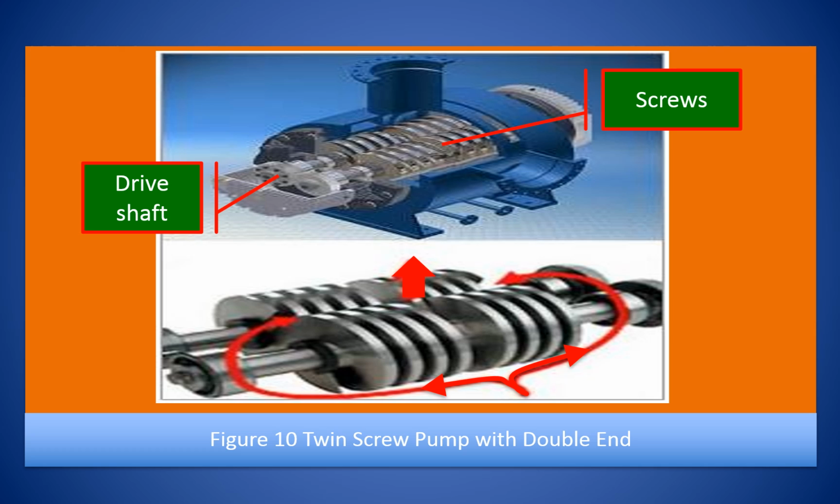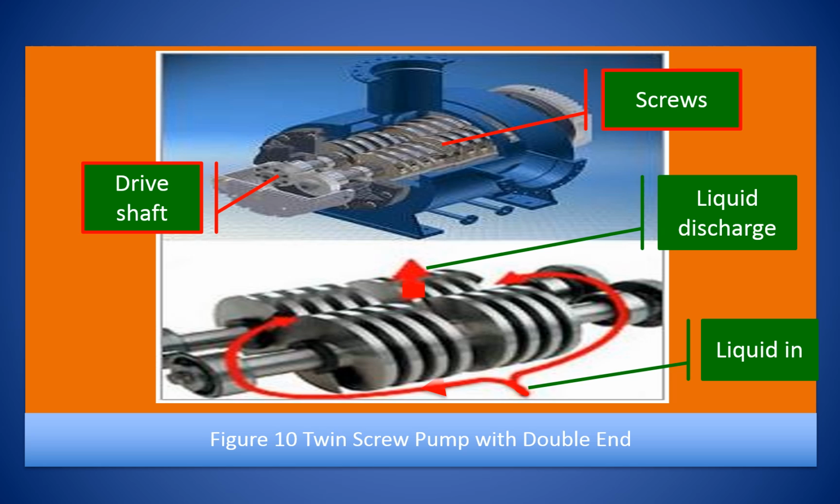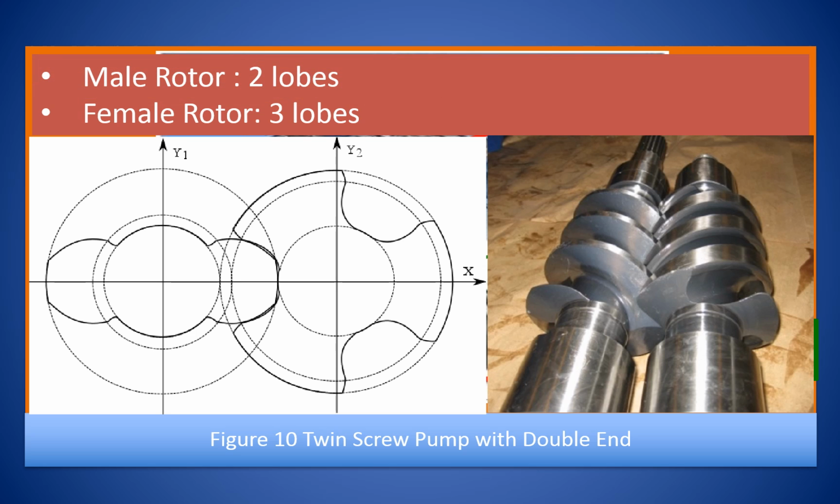The shafts also have gears on them that mesh with each other in order to turn the shafts together and keep everything in place. The turning of the screws and consequently the shafts to which they are mounted draws the fluid through the pump. As shown in the sketch is a typical pump with a male rotor having two lobes and a female rotor having three lobes.